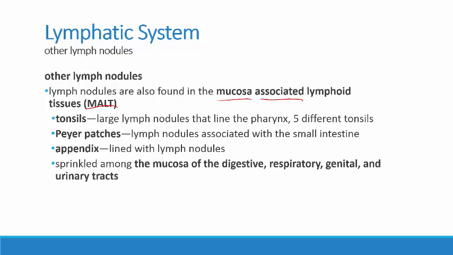So there's 4 that are down in the pharynx itself, 2 on each side, and then 1 that is up in the nasopharynx area. As you're breathing in, the air is going to pass across that tonsil. There's the Peyer's patches. Peyer's patches are lymph nodules that are associated with the small intestine. There's the appendix, which is lined with lymph nodules, and then sprinkled among the mucosa of other parts of the digestive system, the respiratory system, the genital systems, and the urinary tracts are also patches of lymph nodule tissue.